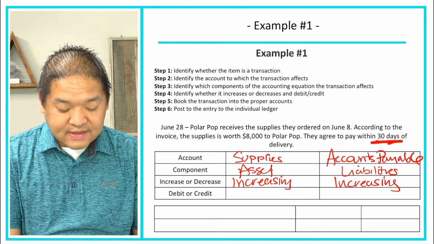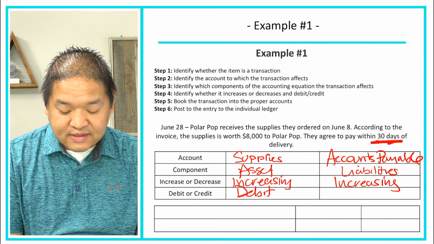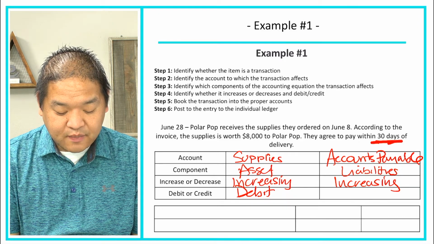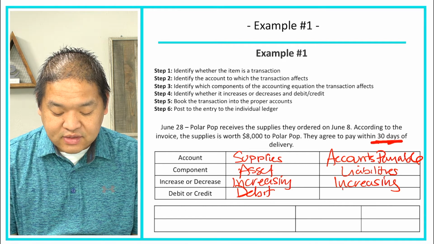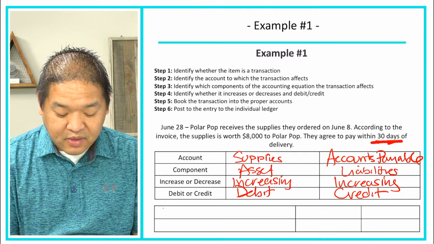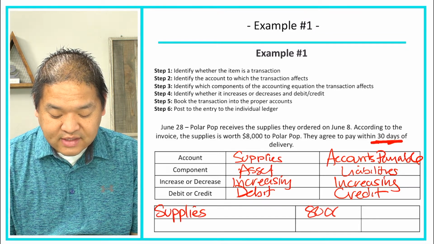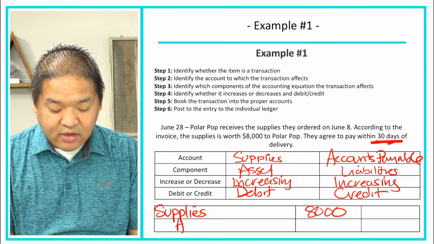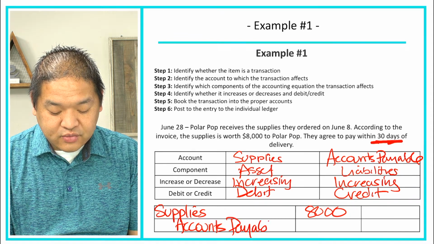All right, supplies is an asset. The asset is increasing, so we are going to debit supplies. For accounts payable, that's a liability, so liability over here. We're seeing it increase, so we are going to credit the account. All right, debits go before credits, so supplies is going to go first in the amount of $8,000 because that's how much they're worth to Polar Pop. That's their cost. And then our credit is accounts payable because we haven't paid yet.